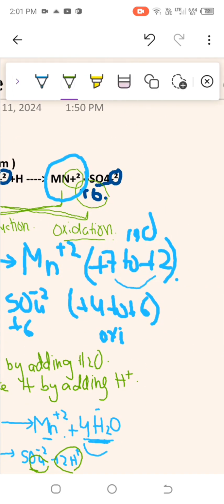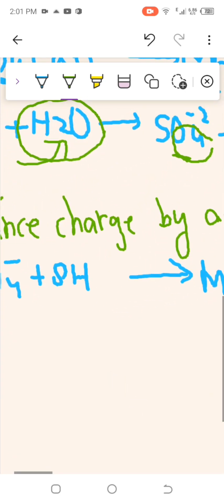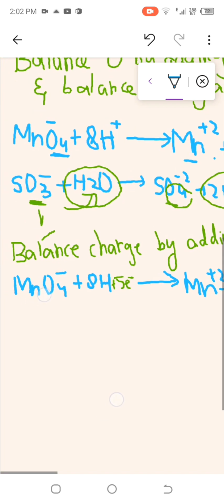So here you can see manganese is basically reduced from 7 to 2. ये कैसे reduce हो रहा है? ये reduce हो रहा है 7 से 2 की तरफ. So that means the difference between plus 7 to plus 2 is 5. So this means we will add 5 electrons. Fine.